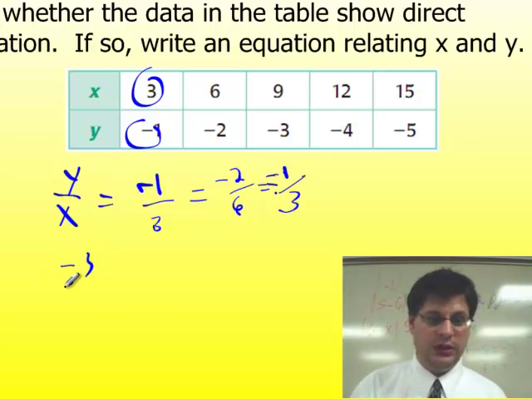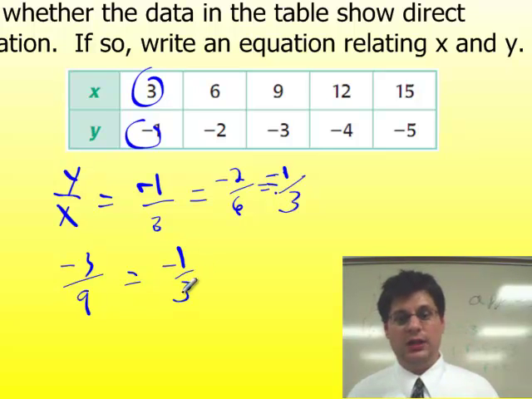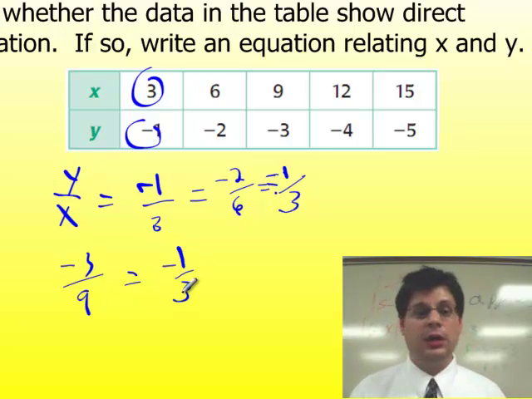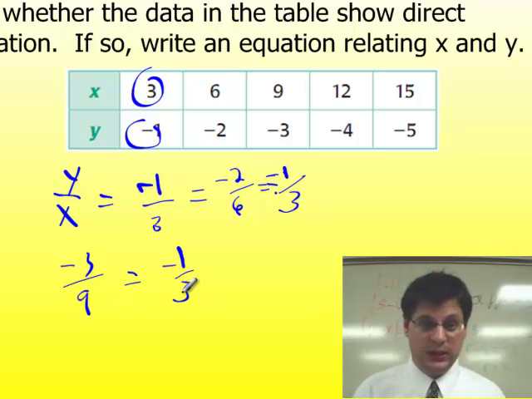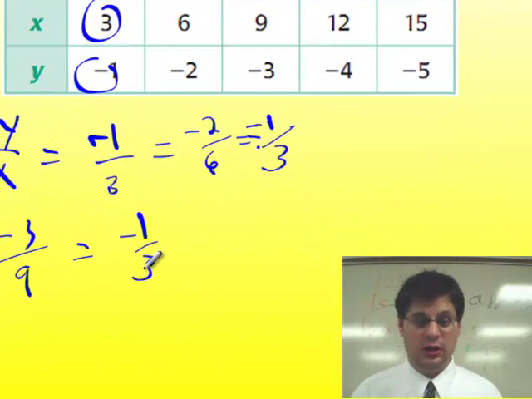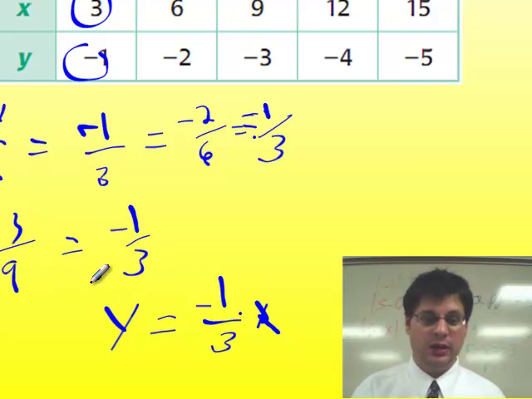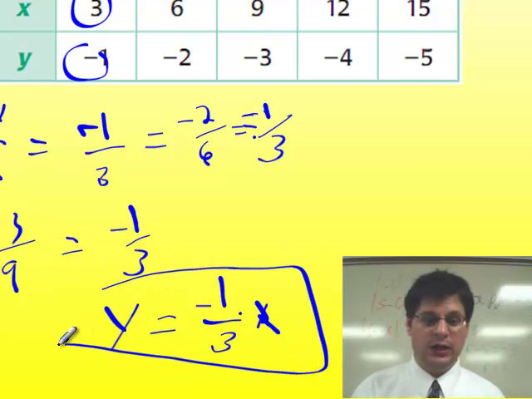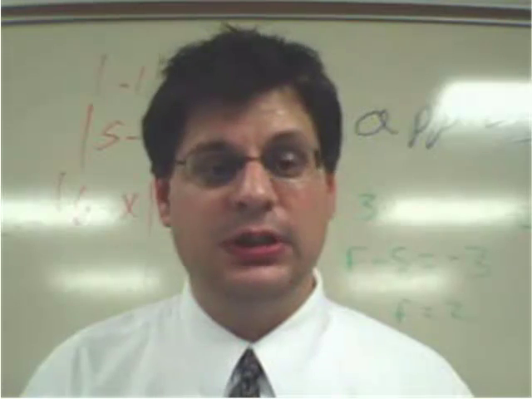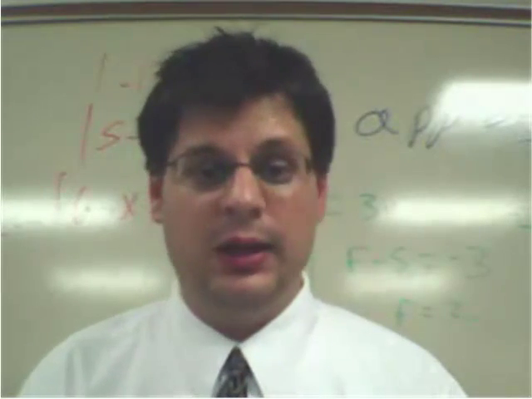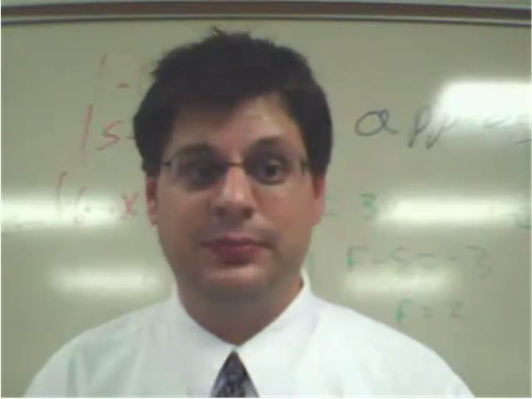So -3/9 is equal to -1/3, and so forth. This ratio, -1/3, happens to be our constant of variation. So therefore, our equation is y equals negative 1/3 x. And that's one way you can figure it out. So this concludes direct variation, and I hope you learned a lot out of this. Thank you very much.